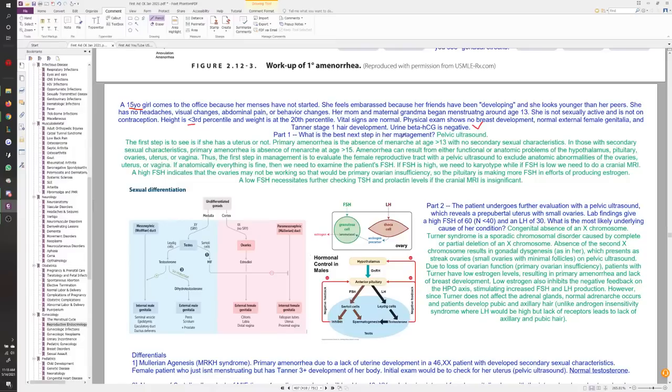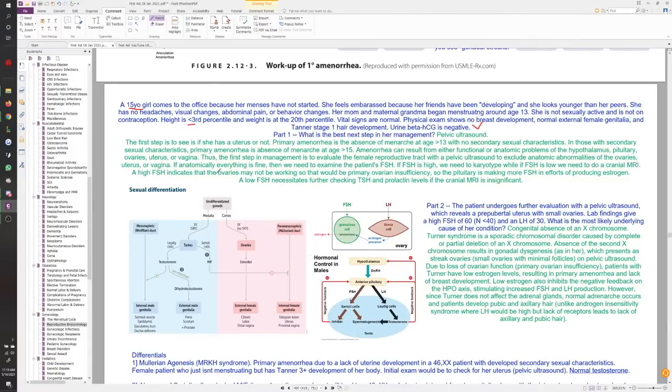Amenorrhea can result from either functional or anatomic problems of the hypothalamus, pituitary, ovaries, uterus, or vagina. Thus, the first step in management is to evaluate the female reproductive tract with a pelvic ultrasound to exclude anatomic abnormalities of the ovaries, uterus, or vagina, because it's easy to do an ultrasound and also very cheap. If anatomically everything is fine, then we need to do something a little harder and more time taking, because you're not going to figure it out immediately, and that's to check her reproductive endocrine status, right? Check FSH. If FSH is high, then you're not making estrogen, which is why your central brain is trying harder to make you make estrogen. If FSH is high, we need to now karyotype, while if FSH is low, we need to do a cranial MRI to check why you're not making FSH up here, right?